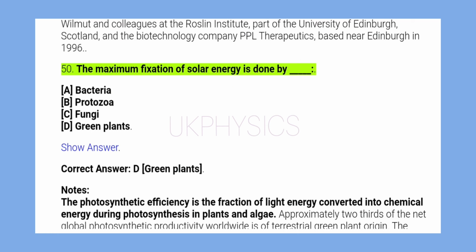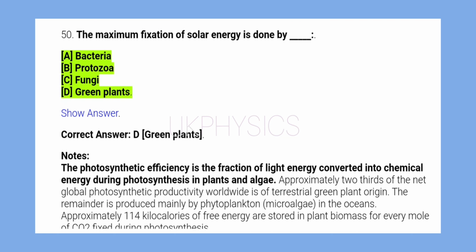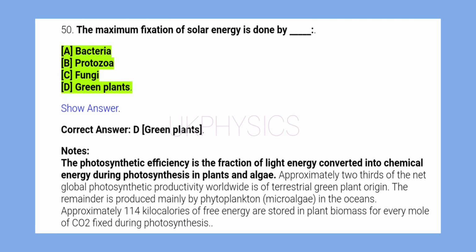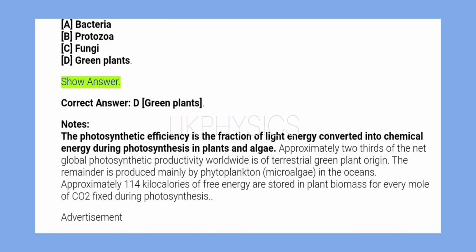50. The maximum fixation of solar energy is done by blank. A. Bacteria. B. Protozoa. C. Fungi. D. Green plants. Show answer. Correct answer, D. Green plants. Notes. The photosynthetic efficiency is the fraction of light energy converted into chemical energy during photosynthesis in plants and algae. Approximately 2/3 of the net global photosynthetic productivity worldwide is of terrestrial green plant origin. The remainder is produced mainly by phytoplankton microalgae in the oceans. Approximately 114 kilocalories of free energy are stored in plant biomass for every mole of CO2 fixed during photosynthesis.